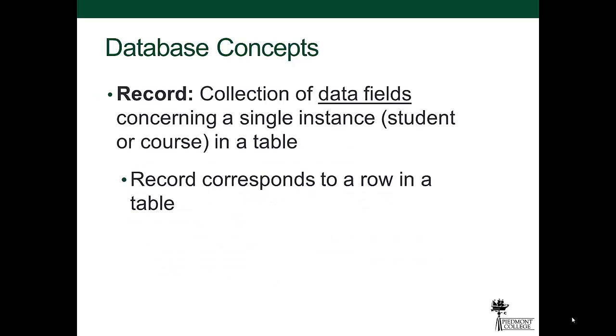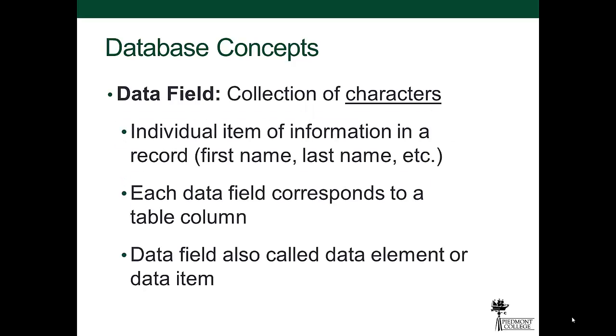A record is a collection of data fields describing a single instance in a table, such as a single student or a single course. And a record corresponds to a row in a table. A row is a collection of data fields, and a data field is a collection of characters, with character being a single symbol or a letter or a digit. A data field is an individual item of information in a record, such as a first name or last name or telephone number. Data fields are also called data elements or data items.